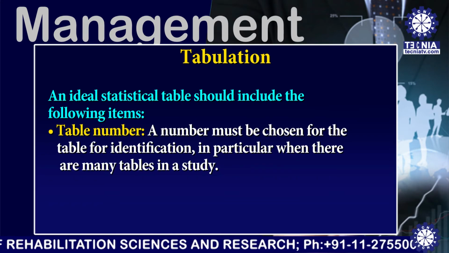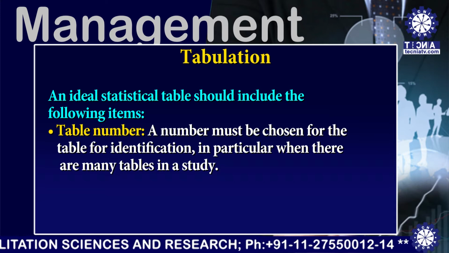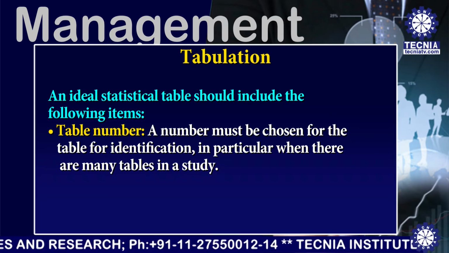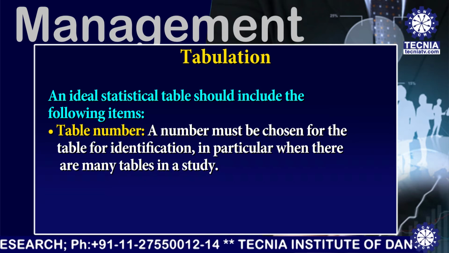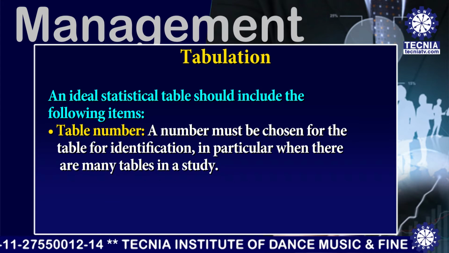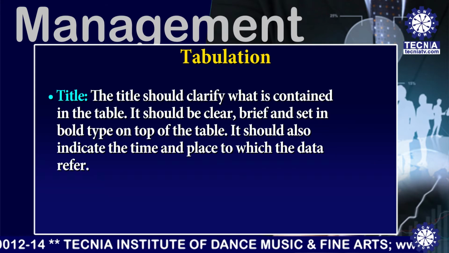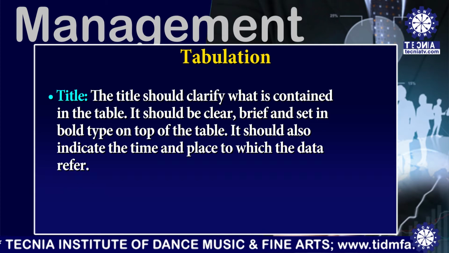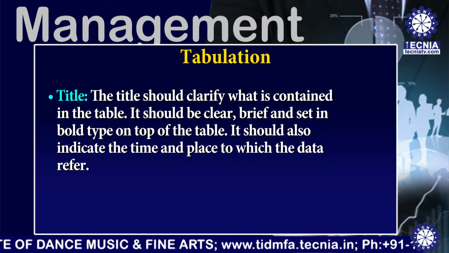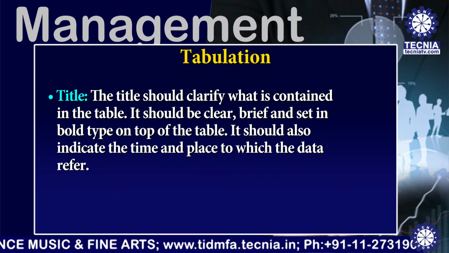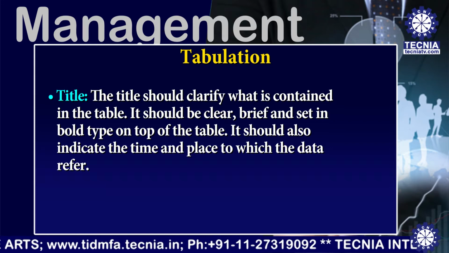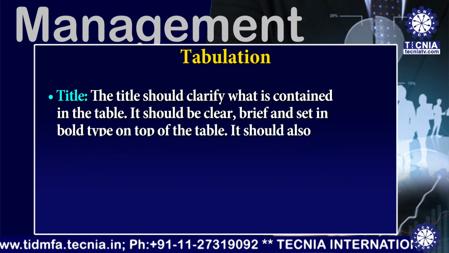An ideal statistical table should include the following items. First one, table number. A number must be chosen for the table for identification, in particular when there are many tables in the study. Second one, title. The title should clarify what is contained in the table. It should be clear, brief, and set in bold type on top of the table. It should also indicate the time and place to which the data refer.